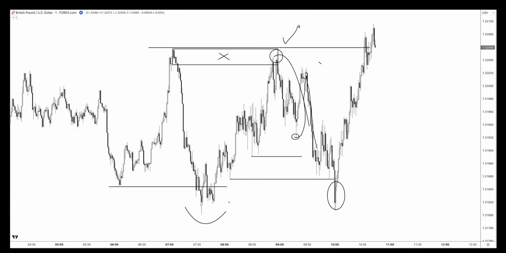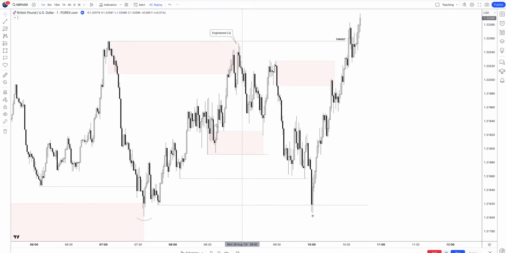Now we have a buy target up here. Buy taken. And there's your target right at the highs. Easy in and out. A to B. Okay? Perfect. So let's head over to the marked up chart now.